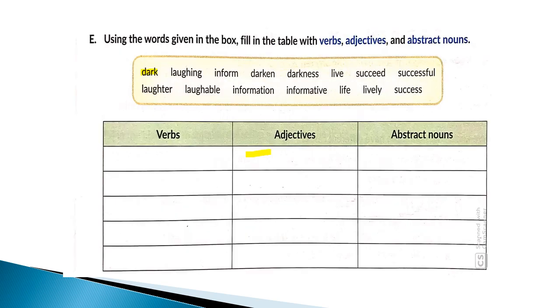Using the words given in the box, fill in the table with verbs, adjectives and abstract nouns. Okay, so first we will remember the definition of verbs, adjectives and abstract nouns. A verb is an action word. An adjective is a describing word. Abstract nouns are the nouns which cannot be touched, the non-physical entities. So let's see. Dark. Dark is a describing word, so it will obviously come under adjective.